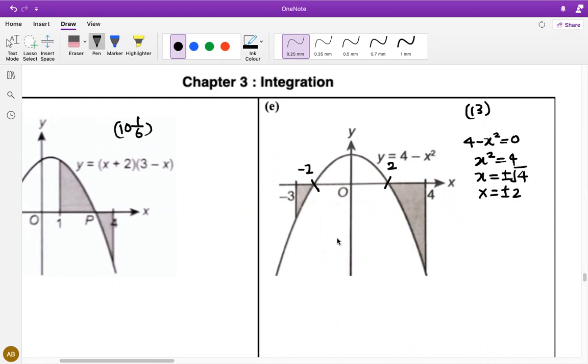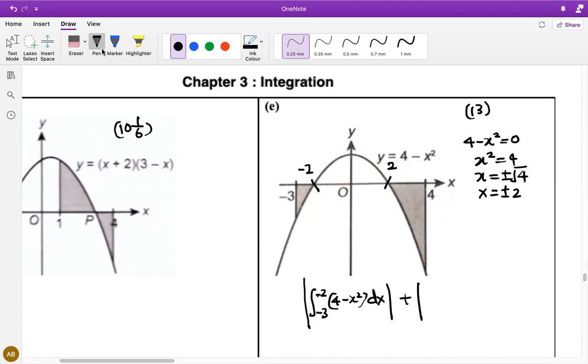So when you solve, you want to find these two areas. Remember you need to take the modulus of the whole area. Therefore it's from -3 to -2 of 4 minus x squared dx, and then you plus the modulus from 2 to 4, with x. Something is wrong.